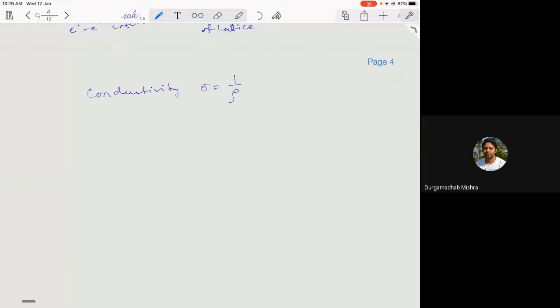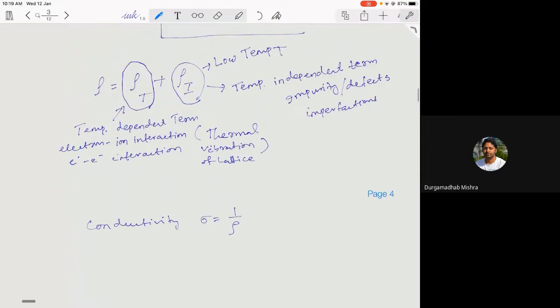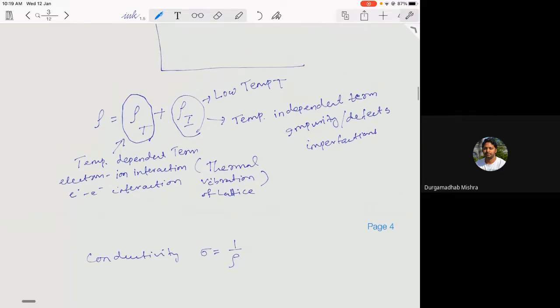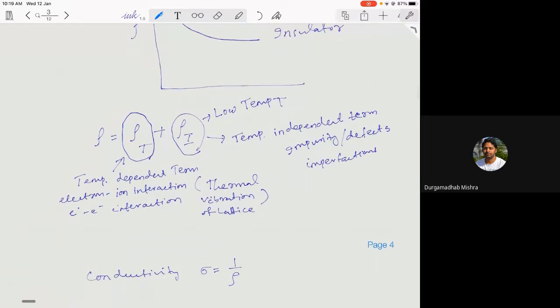Okay, so this rho consists of two terms, rho T plus rho I. This rule is known as Matthiessen's rule.